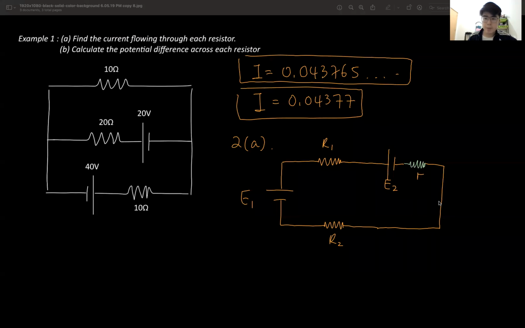So the current is clockwise. We choose our direction of calculation, also clockwise. The signs are plus minus, plus minus, plus minus, minus plus, and plus minus. Then you get minus E2 minus IR, minus IR2, plus E1, minus IR1.